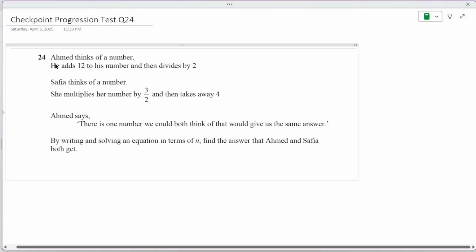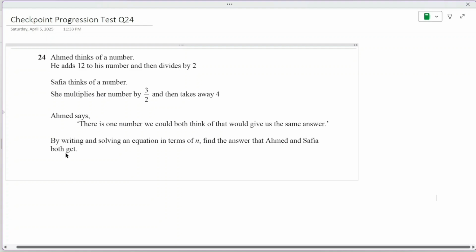Question 24. Ahmed thinks of a number. He adds 12 to his number and then divides it by 2. Sofia thinks of a number. She multiplies a number by 3/2 and then takes away 4. Ahmed says there is one number we could both think of that would give us the same answer.